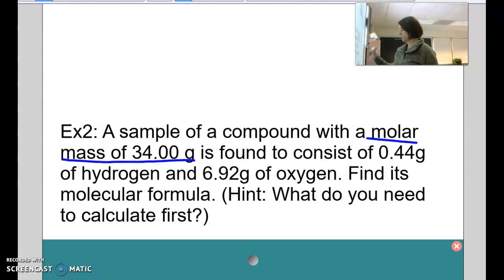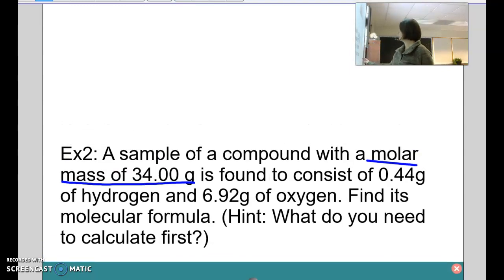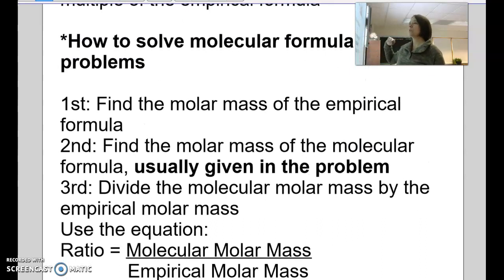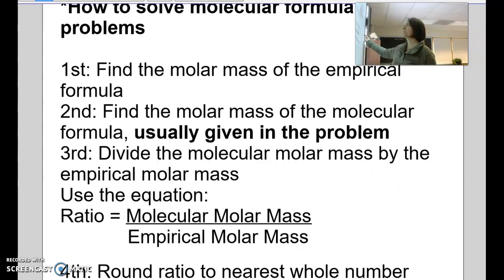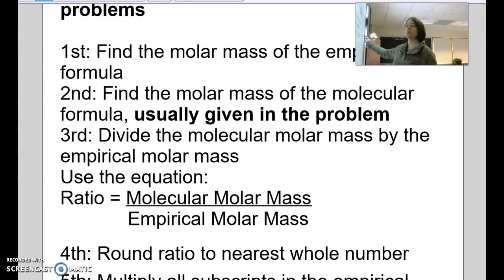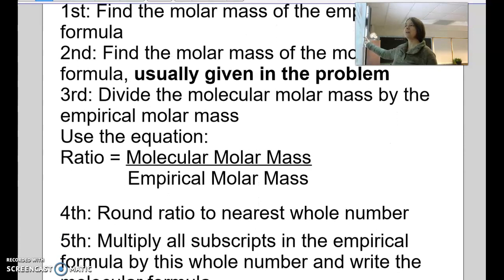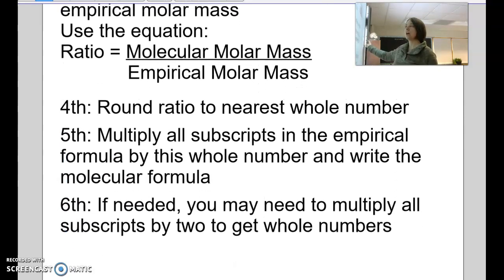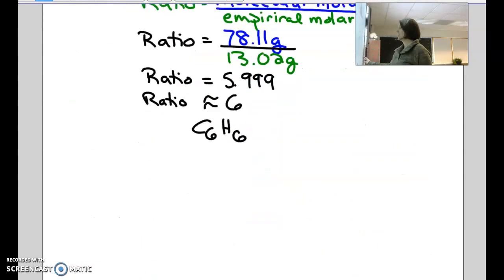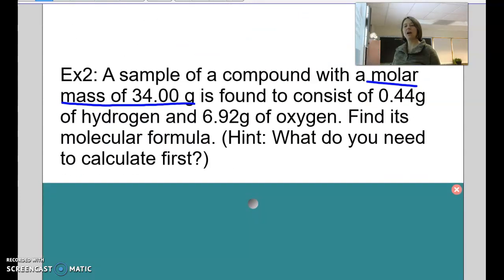So you have to ask yourself, once I find the empirical formula, I'm going to start at step 1, find the molar mass of the empirical formula, which you're going to have to calculate, and then find the molar mass of the molecular formula, which is given in the problem, and then divide those to get the ratio, and then multiply that by the subscripts in the empirical formula you found, and that should give you your molecular formula. All right, I'm going to have you work through this, and then we're going to go over it during class.